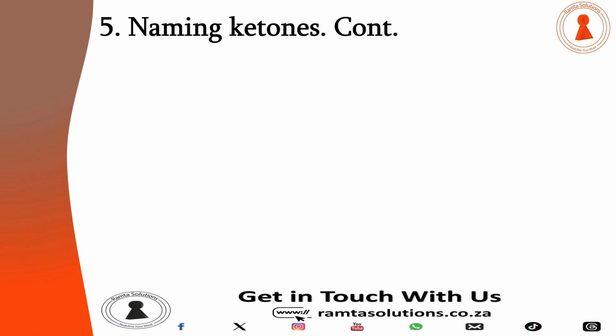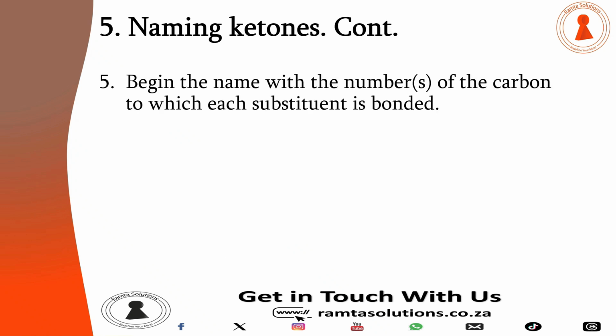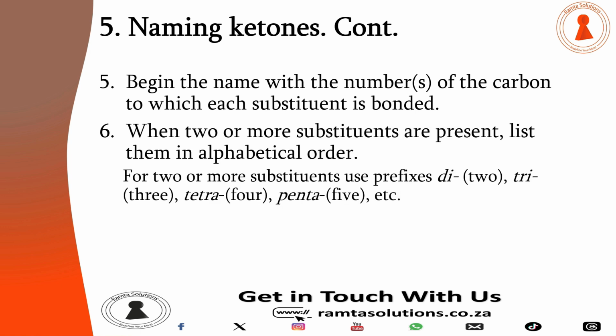You name your substituent. You begin the name of your compound with the number of your substituent. Where is your substituent positioned? What is that substituent? Just like that, isn't it? Then, when you have two or more substituents, you list them in alphabetical order, right? And if you have substituents of the same kind, you will use prefixes di, tri, tetra, and so on, isn't it? Just like that.